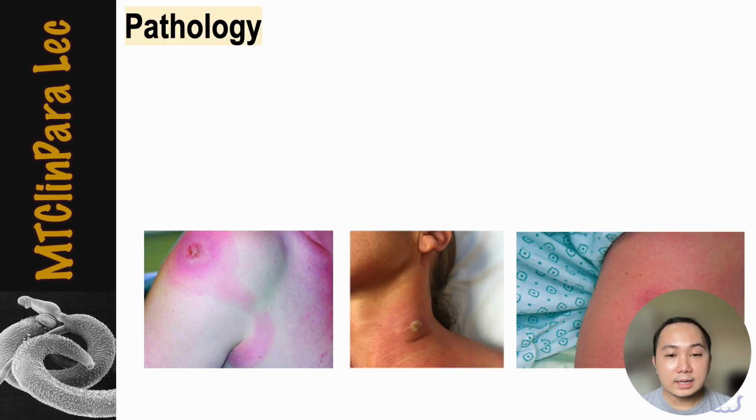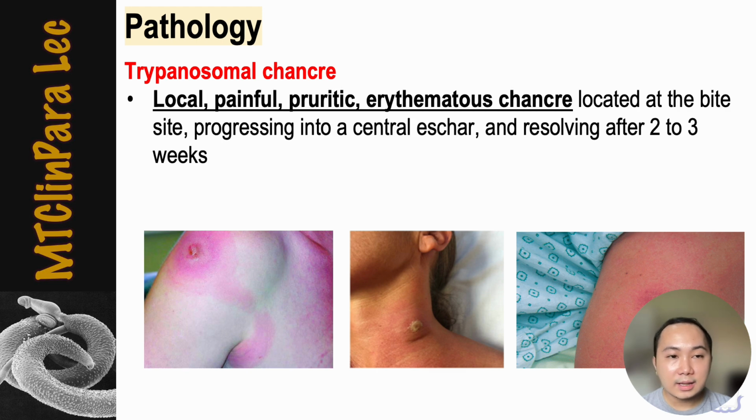So here is the initial lesion created by the Trypanosoma brucei complex. This is what we call the trypanosomal chancre. This trypanosomal chancre is a local, painful, pruritic, erythematous chancre. So this is basically an ulcer, just like the ulcers of Leishmania. Very similar. There is a chancre or lesion located at the bite site, which progresses into a central eschar, just like here in this picture.